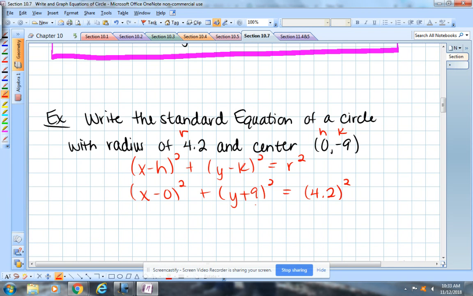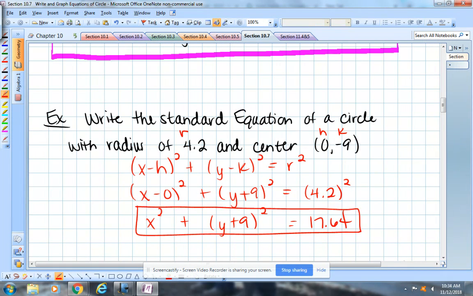So you change the sign of h and k and put them in the parentheses. Now, technically, you can leave that 0 there and it's still correct. But technically, x minus 0 is just x, correct? So you could write it x squared plus (y + 9) squared equals, and then you're just going to type in 4.2 squared in your calculator. I'm not going to round that, so that way I can keep my equal sign. And there's your equation of this circle.